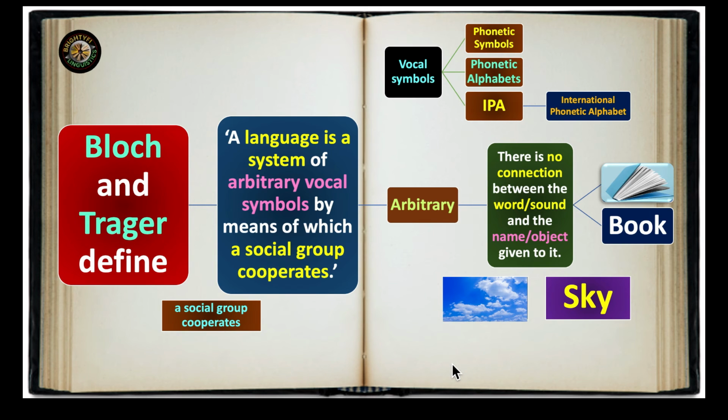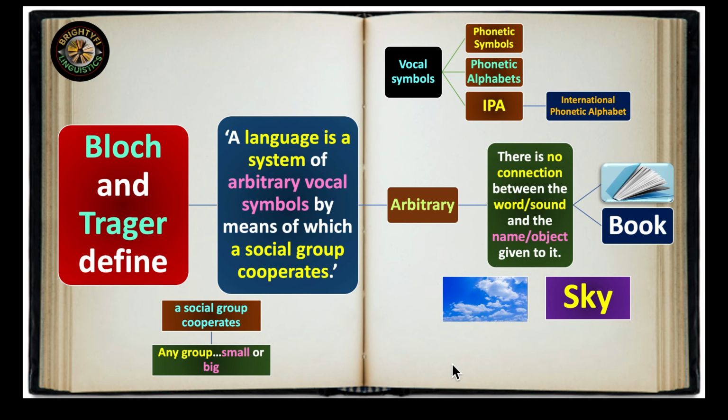And when we say a social group cooperates, it means any group, small or big. You may have a group of friends, you may have a group of people in the society, you may have a group of people in the country. So what we mean to understand with this definition is that a language is a system of arbitrary vocal symbols, with the help of which a particular social group interacts, talks, speaks, and cooperates with each other in different areas of human experience. And this definition of language is really very comprehensive, very beautiful. I suggest you should memorize this definition by heart.